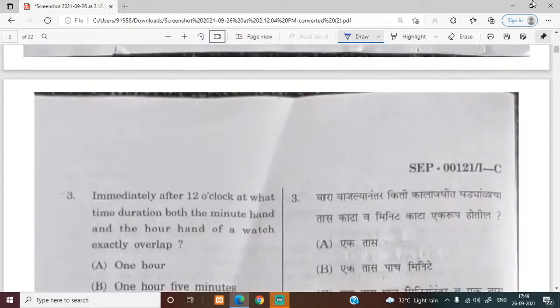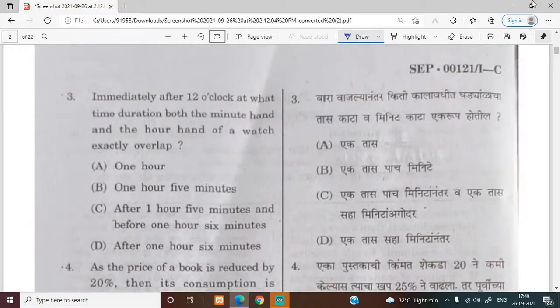The next question is a clock based question. Immediately after 12 o'clock, at what time duration do both the minute hand and hour hand of a watch exactly overlap?